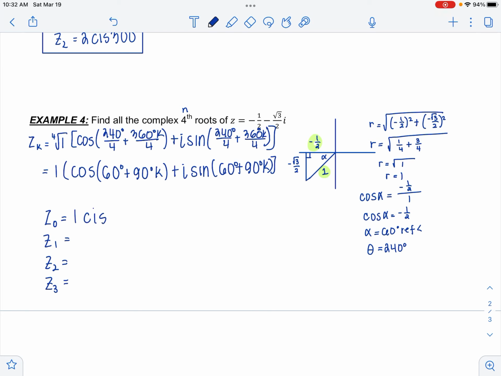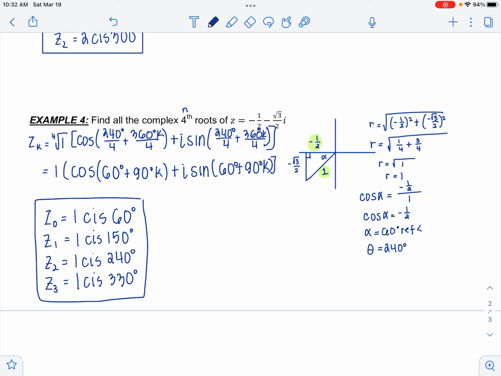All right, so I have 1 cis, and then my angle when I plug in 0 is 60 degrees. 1 cis, adds 90 to that, and I get 150, or plug in 1 and you get 150. 1 cis, 240, 1 cis, 330. And there's my 4 complex roots.